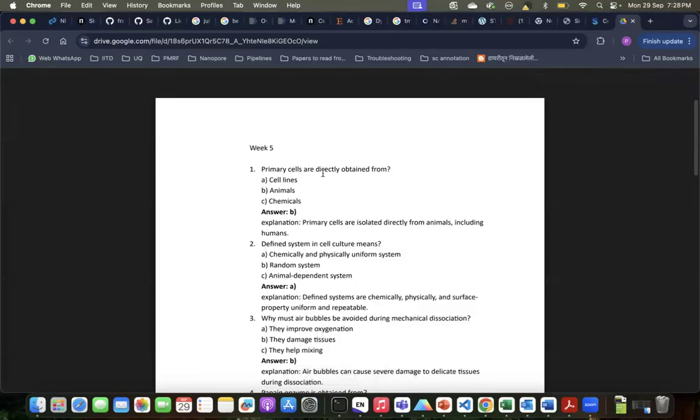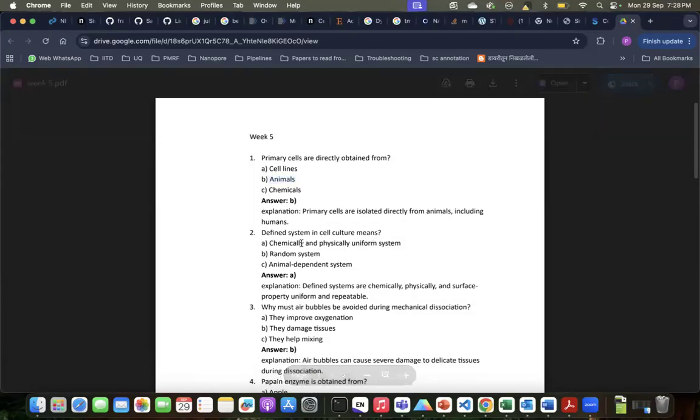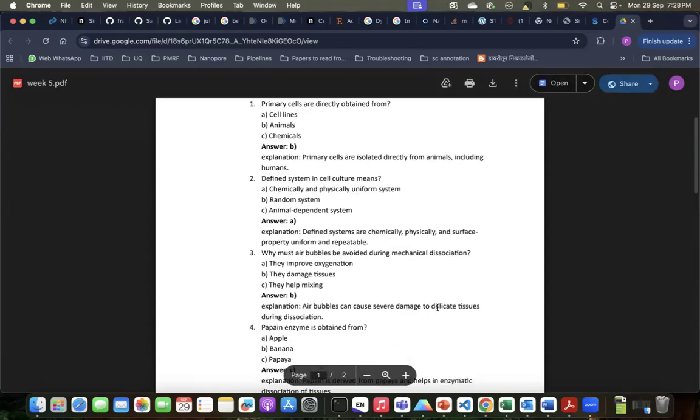Primary cells are the cells which are obtained from animals. A defined system in cell culture has to be both chemically and physically uniform. So you know what it looks like, what the compositions, temperature, pH, shape, size, amount, everything are, and the surface properties, and they should be repeatable also, of course. We talked about mechanical dissociation and enzymatic dissociation. Why must air bubbles be avoided when you have a mechanical dissociation performed? Because they can damage the tissue.